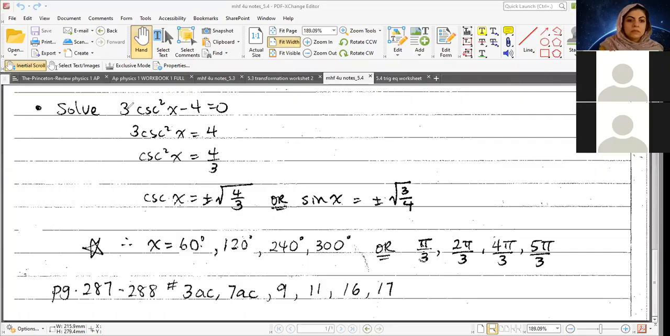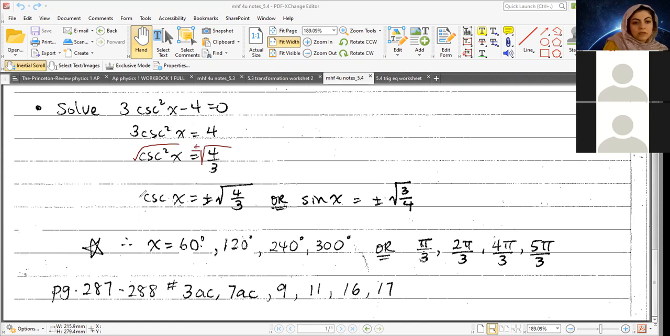So here is the next question. 3 cosecant squared x minus 4 equal to 0. First, I rearrange it for cosecant. So bring 4 to the other side. So 3 cosecant squared x is equal to 4. Divide both sides by 3. Then you have to take the square root because you want to cancel this power. Make sure you remember to put plus minus.